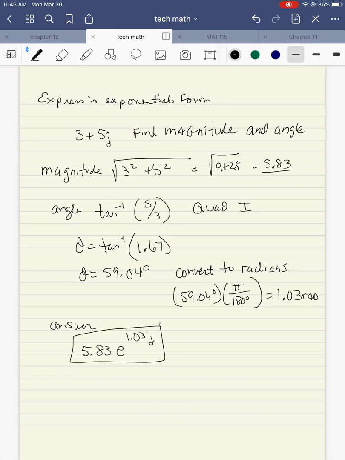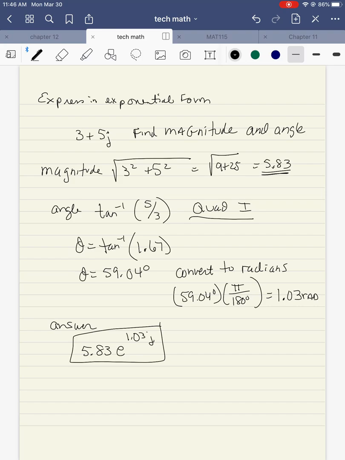Let's try another one. Express in exponential form. This time they give it in rectangular form, 3 plus 5j. So this is not the correct form. I need the magnitude out of this, and I need the angle. Notice to get the magnitude, it's Pythagorean theorem, 3 squared plus 5 squared, so that's the square root of 9 plus 25, so that comes out to about 5.83. The angle is inverse tangent of b over a, so 5 over 3.